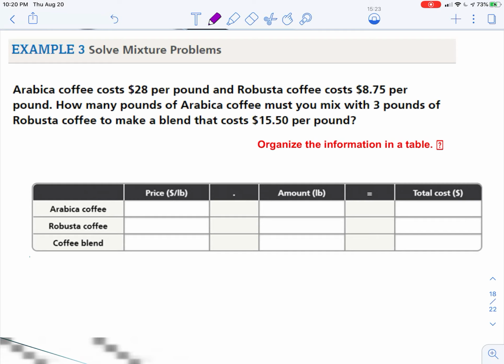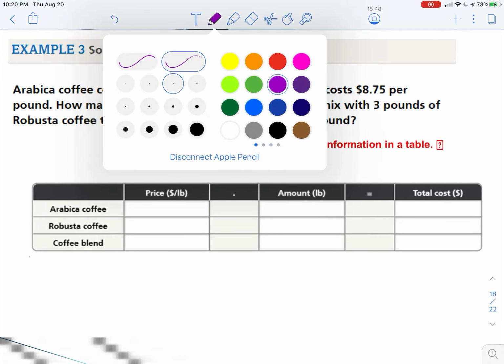Arabica coffee costs, I don't even know if I'm pronouncing that right, $28 per pound, and Robusta coffee costs $8.75 per pound. How many pounds of Arabica coffee must you mix with 3 pounds of Robusta coffee to make a blend that costs $15.50 per pound?